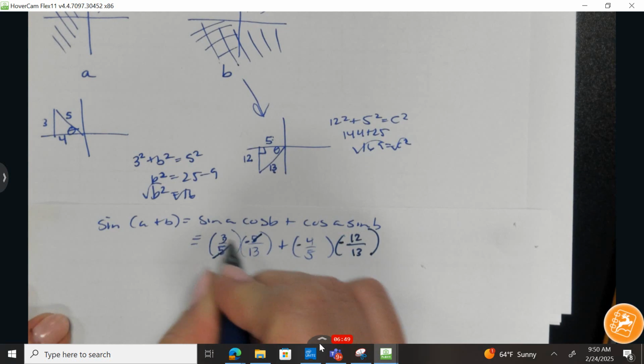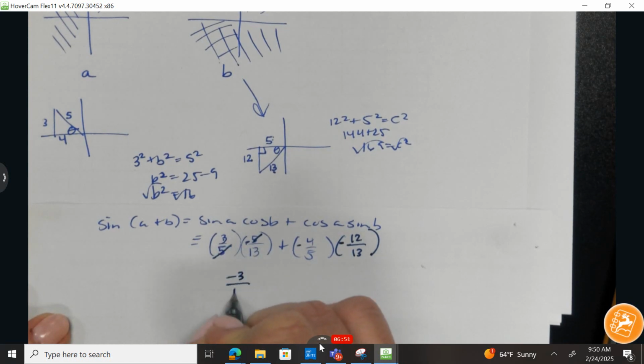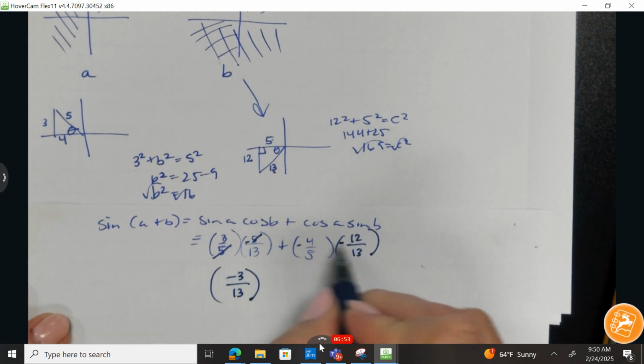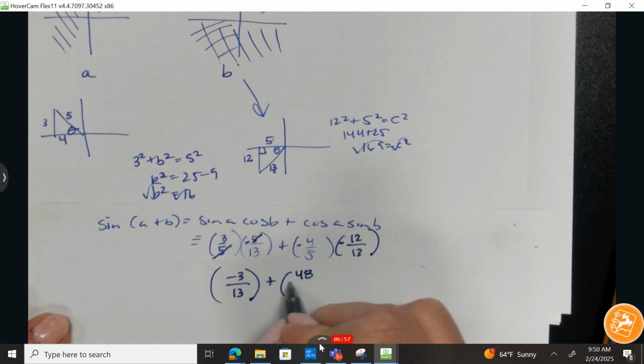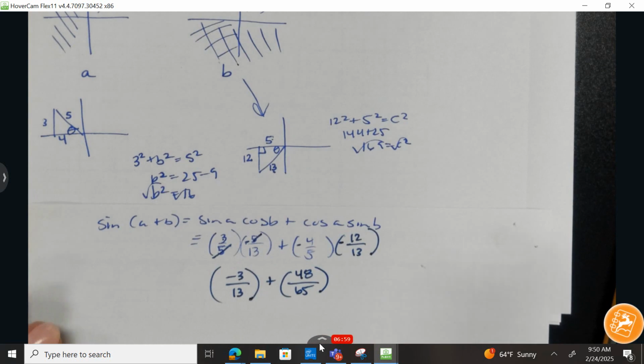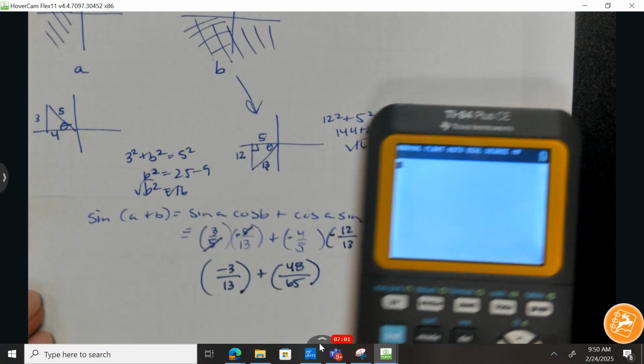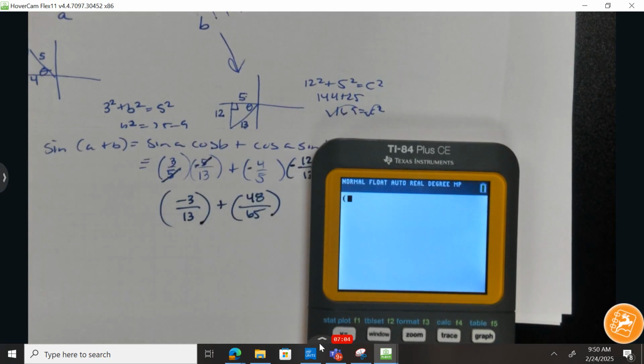Alright, so I have 3 times negative 1 is negative 3 over 13. Two negatives make a positive, and I have 48 over 65. Now I'm going to grab a calculator. If you couldn't use a calculator, you would definitely want to do the butterfly method to combine those two.